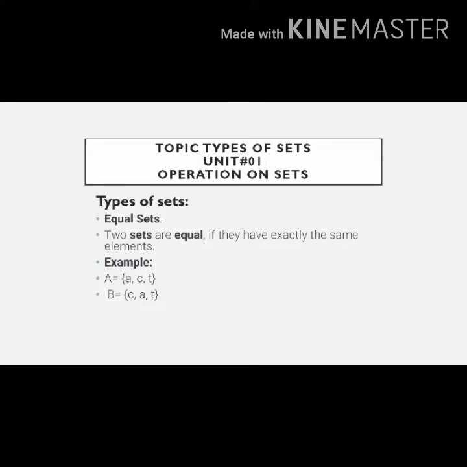The elements of set A are A, C, T, and the elements of set B are C, A and T. Though the sequence of both sets is not the same, the elements of both sets are identical. So these two sets are equal sets.